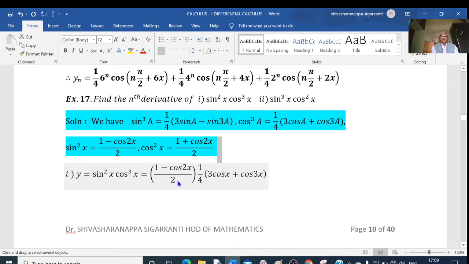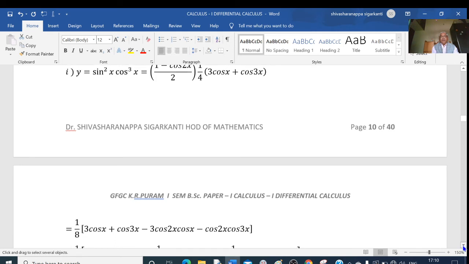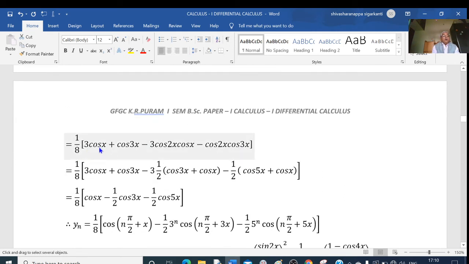This is equal to 1 by 8 into, multiplying: 1 into 3 cos x is 3 cos x, 1 into cos 3x is cos 3x, minus cos 2x into 3 cos x is 3 cos 2x cos x, minus into plus is minus cos 2x into cos 3x. Now, there is no problem with the first two terms. We can find the nth derivative of these. Only the problem is with the last two terms.